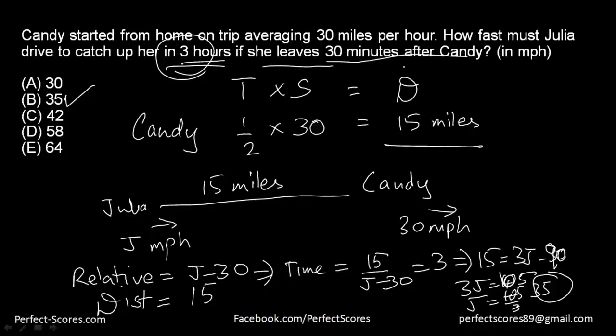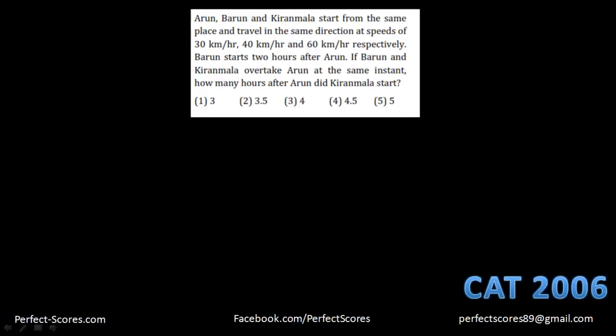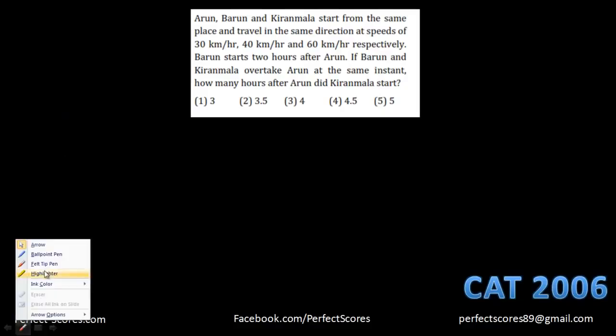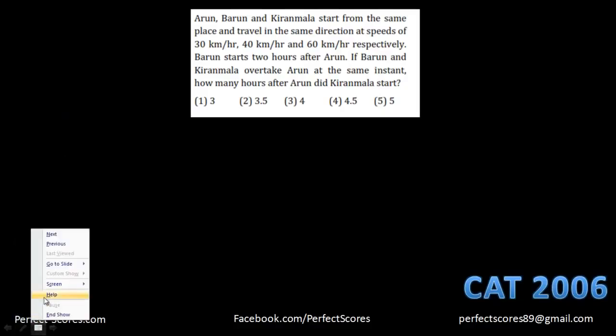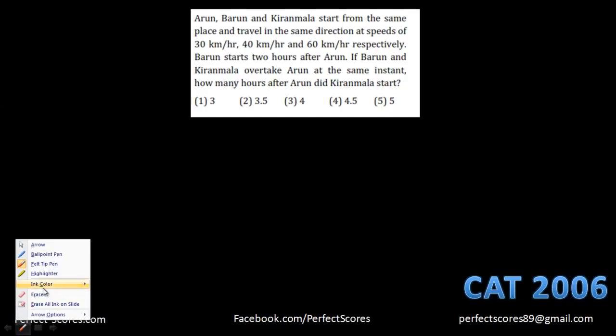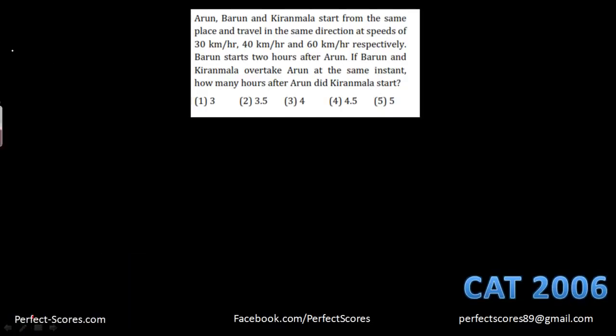Let's go ahead and move to the next one. Now let's see this question. It says that Arun, Barun and Kiranmala start from the same place. So let's suppose this over here is the place where they actually start from. So there is A, there is Arun, there is Barun and there is K.